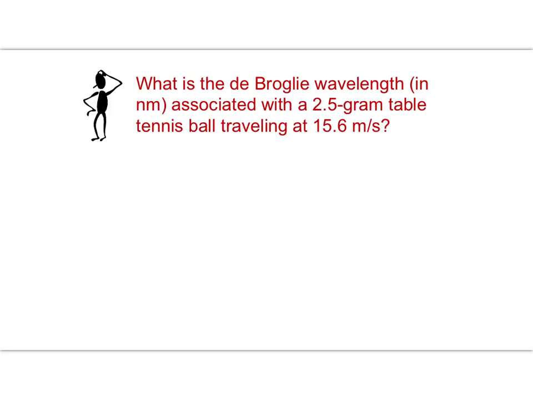So here is a typical de Broglie wavelength problem. What is the de Broglie wavelength in nanometers associated with a 2.5 gram table tennis ball traveling at 15.6 meters per second? So recall the formula. The de Broglie wavelength is Planck's constant over the mass times the velocity. The velocity, not wavelength or frequency. Speed.